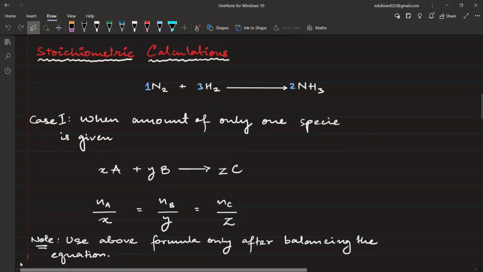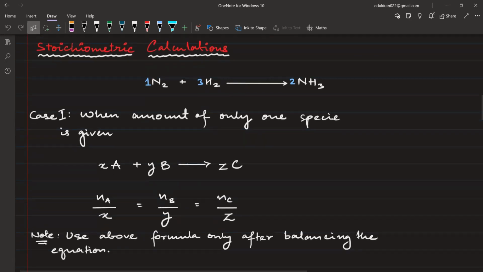Okay. Stoichiometric calculations. In stoichiometric calculation, if you have only been given the amount of one species, right? When the amount of only one species is given, then, for example, you have x A plus y B giving you z amount of C. Okay, x A plus y B giving you z amount of C. Then it will be equal.